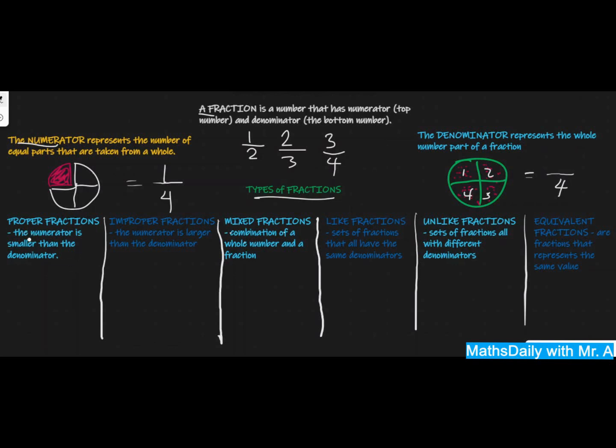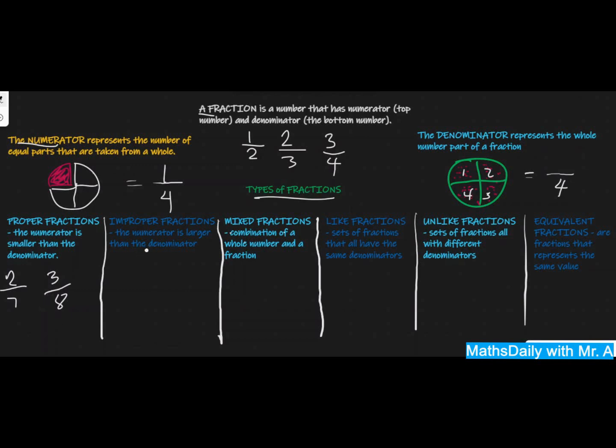Proper fractions. In this type of fraction, the numerator is smaller than the denominator. For example, 2/7, 3/8. The quotient or division of a proper fraction will always result in a value less than 1.